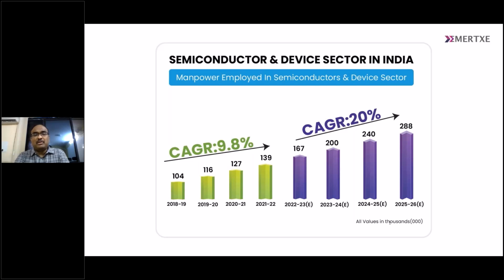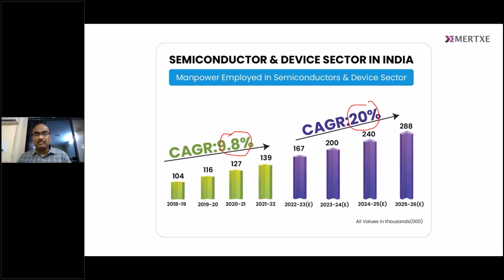So if you look at this diagram, whatever I put on the screen, that talks about how the job market growth is going to be in the coming years. If you look at the growth of the semiconductor and device industry, which is directly connected with embedded systems, over the last 4 or 5 years, it is growing at around 10%. In the picture, I think we mentioned 9.8%, right? CAGR is all about compounded annual growth rate. So it was growing at 9.8%. Now from the coming year onwards, it is expected to kind of double.